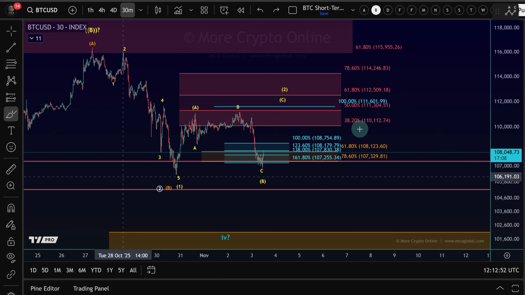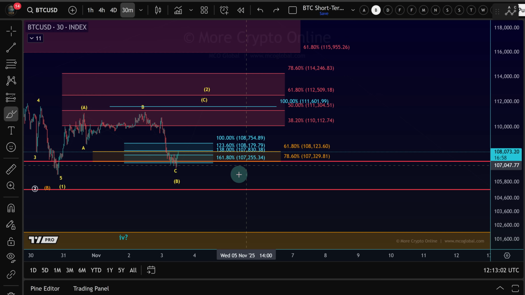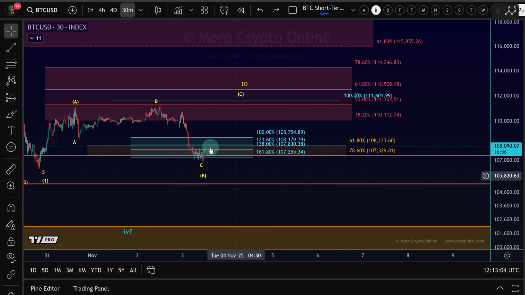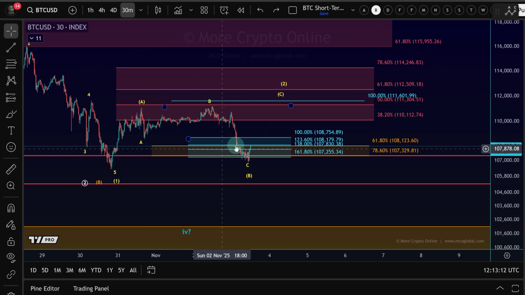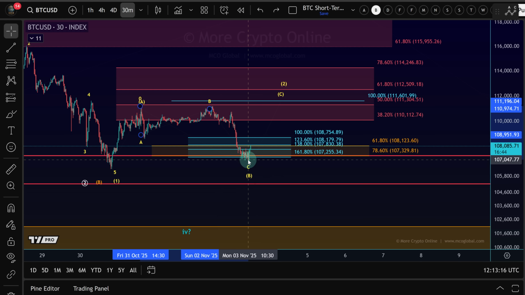So this is our short-term pattern here, our short-term analysis here. And what you can see is that the market has found at least a local low, it seems. So we're trying to form a local low, let's say it like that, around the 78.6 retracement, around the 161.8 extension. This is the blue target zone. However, one more low, even here, one more low in this C wave wouldn't be a problem.